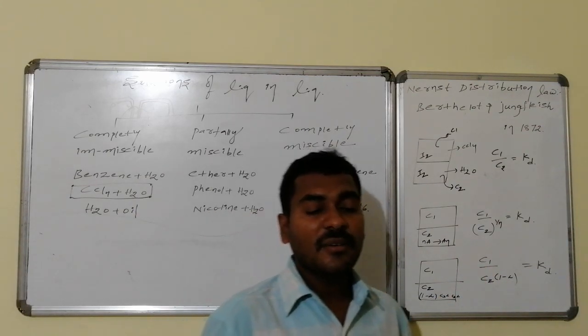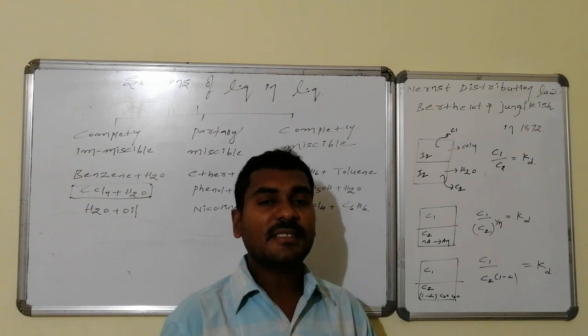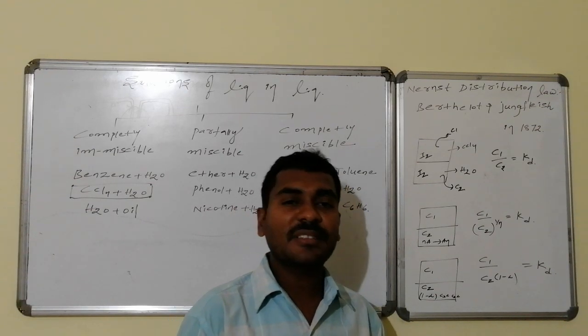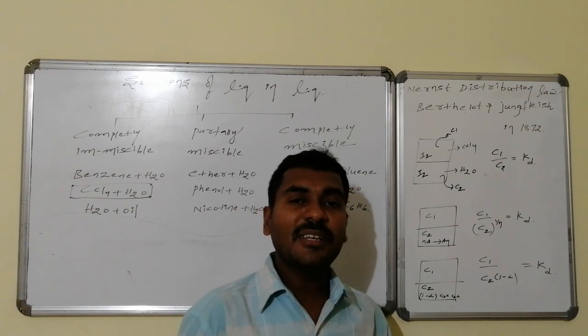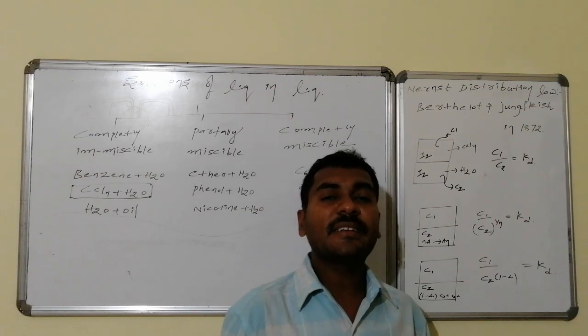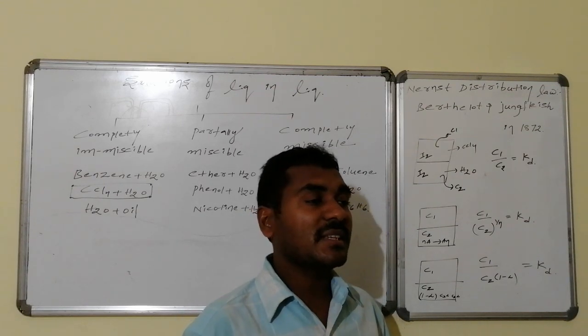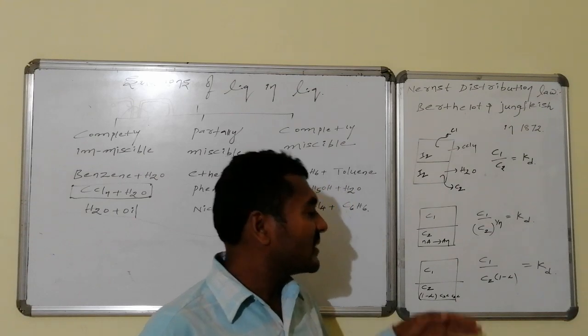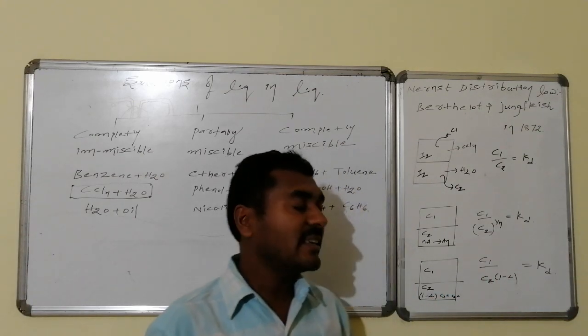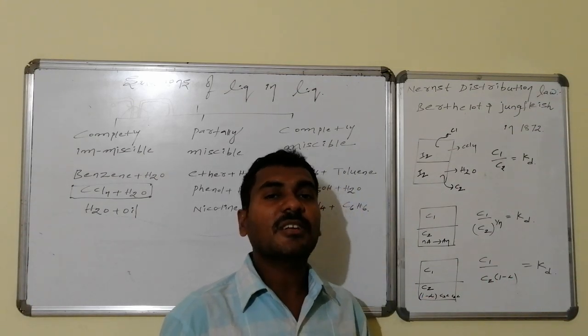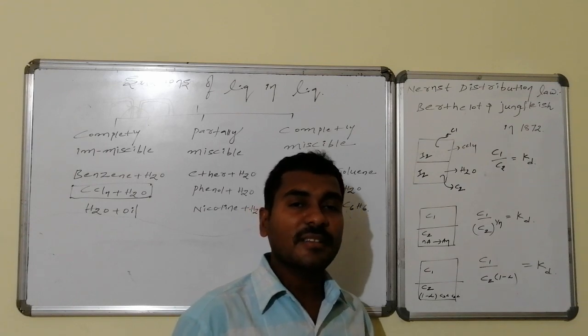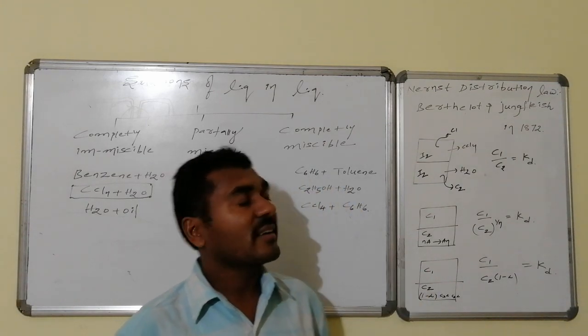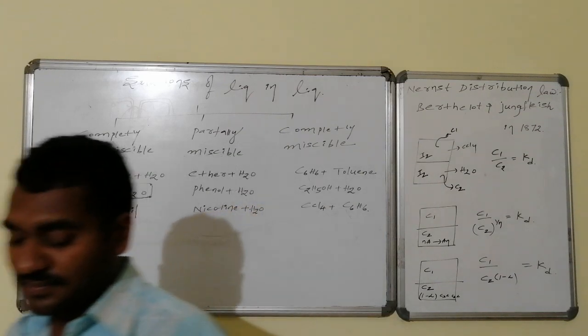It has a lot of applications. It is valid at a constant temperature, valid for dilute solutions, and valid when there is no effect of pressure on solubility. Under these conditions the law is valid, and it has applications in solvent extraction techniques and other techniques. This is said to be the Nernst distribution law.